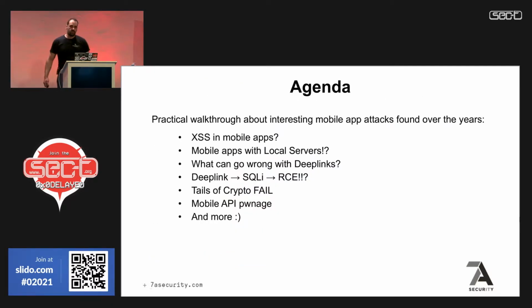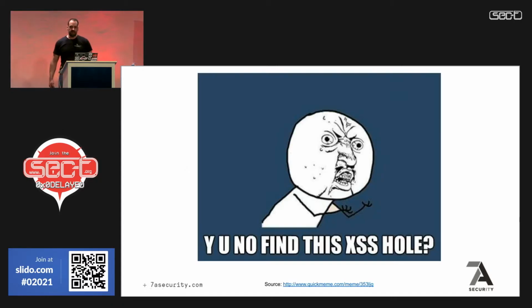So we will start with XSS, and then mobile apps with local servers, what can go wrong with deep links, some interesting scenario that we found in a pen test with a deep link, SQL injection and code execution, and then some tales of crypto fail, and some API pwnage and so on. So let's get started, right?